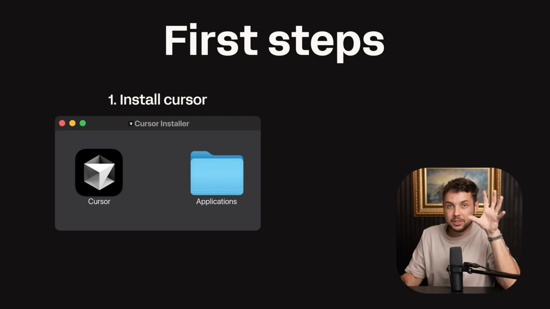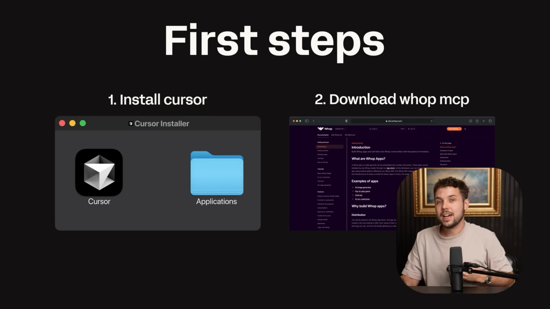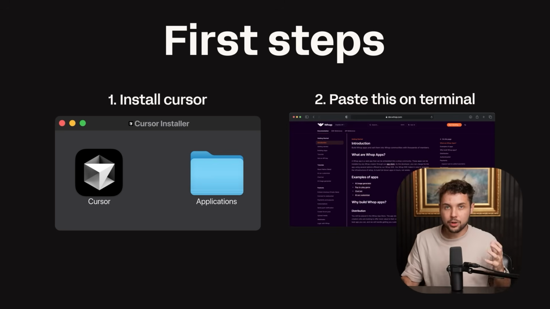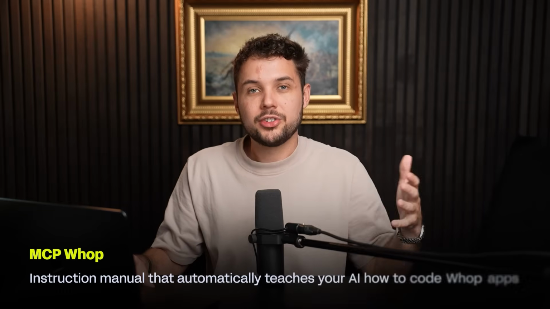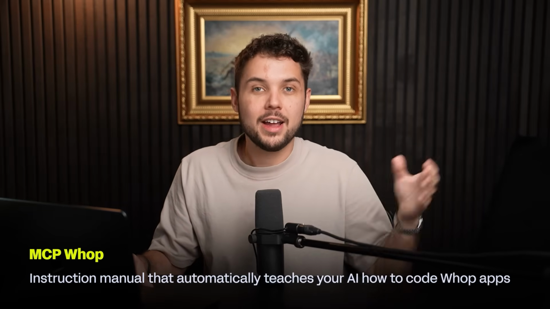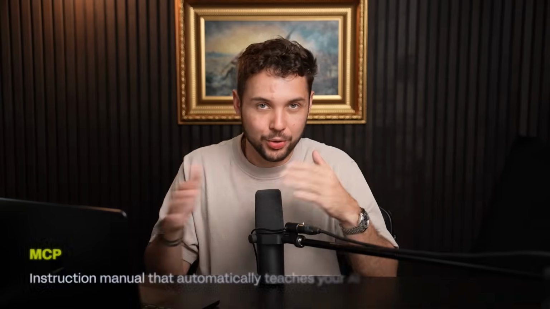The first thing you'll need to do is download Cursor, but once it's installed, you'll need to go to dev.whop.com to download the Whop MCP, or just paste this command in your Cursor terminal. An MCP is just an instruction manual that automatically teaches your AI how to code Whop apps. It's like giving the AI a map and a dictionary to build Whop apps. Now, when you're doing this, if you get an error, you might need to install the npm package.